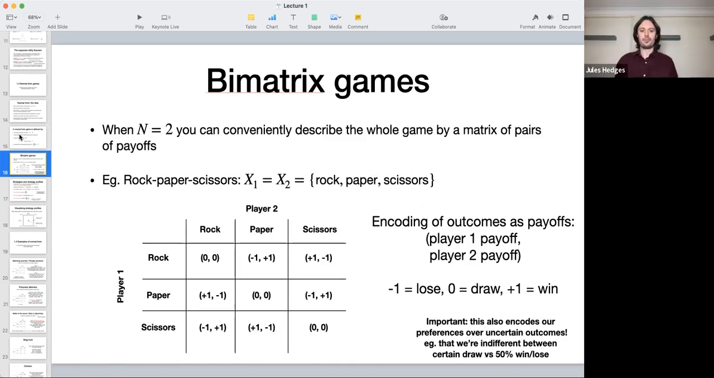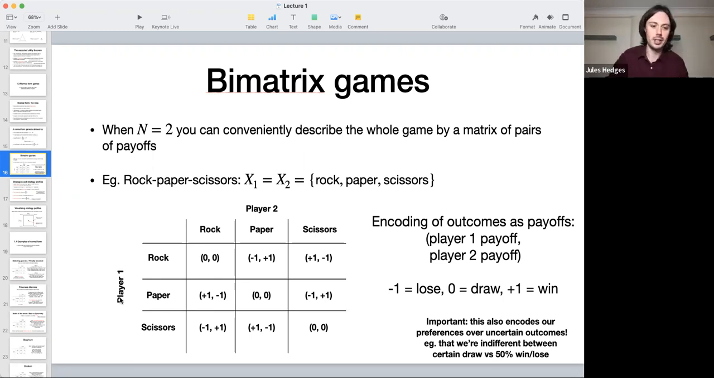Okay, so that's a whole bunch of maths. So what does this actually mean? When we have two players, these things are particularly easy to visualize because you can draw them as a matrix. So for example, here's a matrix representation of rock, paper, scissors. Here we have two players, and both players have three choices that they can make, called rock, paper, and scissors.